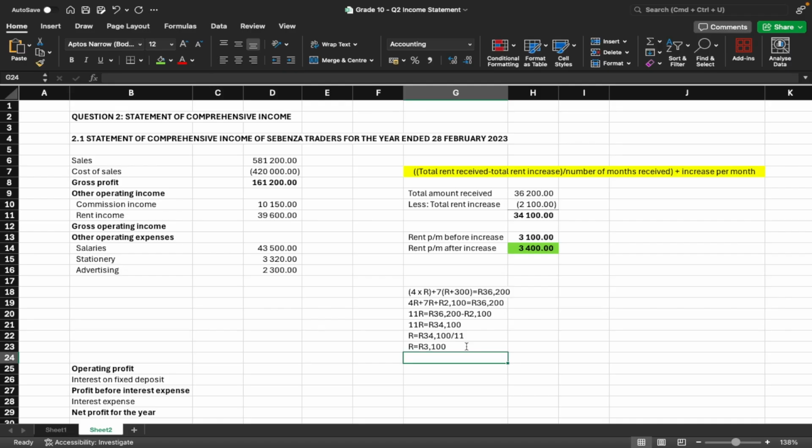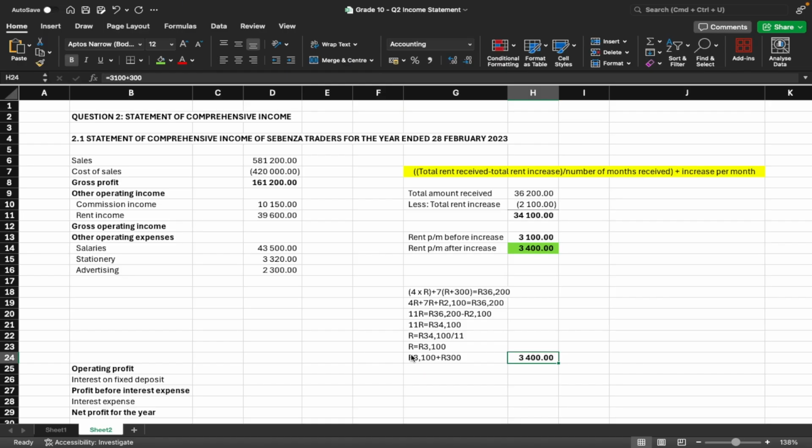Now all I need to do is to add my 300 rand. So that's the last step. 3,100 rand plus 300 rand will give me my answer of 3,400 rand. There we go. Now we've got our answer for February.